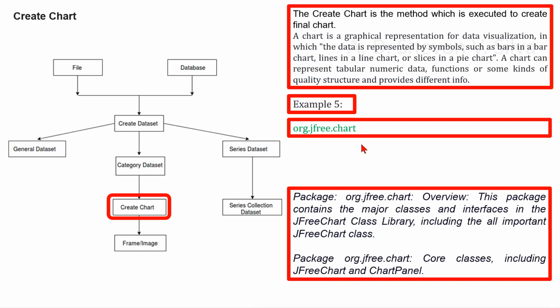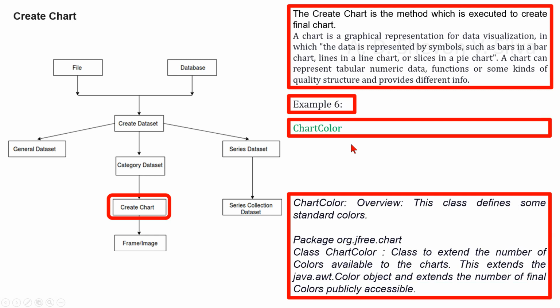Overview of package org.jfree.chart. This package contains the major classes and interfaces in the JFreeChart class library, including all the important JFreeChart classes. Package org.jfree.chart core classes, including JFreeChart and ChartPanel. Overview of ChartColor. This class defines some standard colors. Class ChartColor in package org.jfree.chart. A class to extend the number of colors available to the chart. This extends the java.awt.Color object and extends the number of final colors publicly accessible.